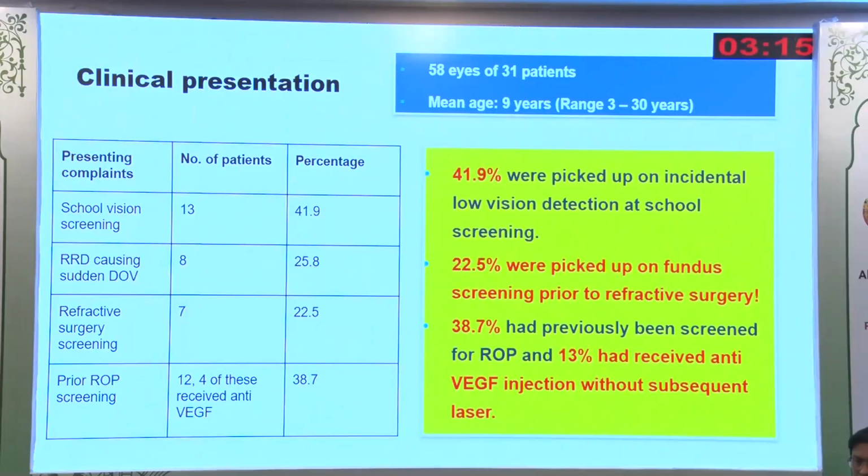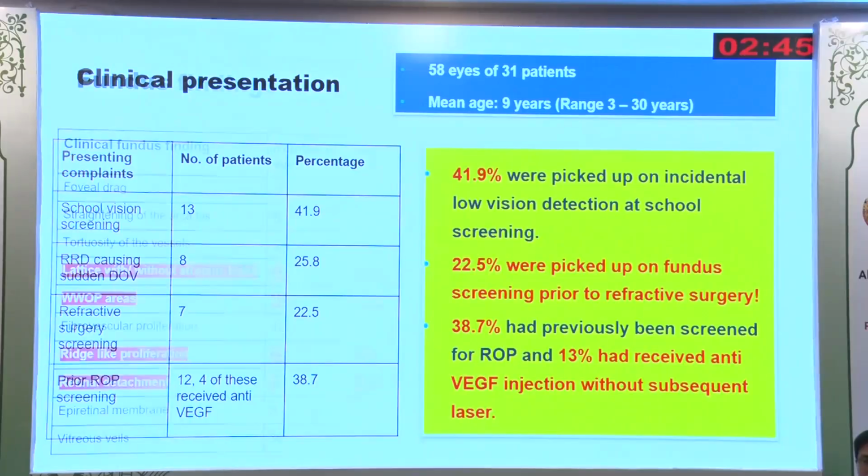We had 58 eyes of 31 patients. What was striking was 41.9% of these patients whom we picked up were just detected with low vision in a routine school screening, and they were sent for spectacles. Somebody saw something abnormal in the fundus and sent them to us. 22.5% were picked up prior to refractive surgery when we checked the fundus of these patients. So almost a fifth of them. And almost 40% had been screened for ROP at birth, and 13% had received anti-VEGF injections without any subsequent treatment with laser for the same.